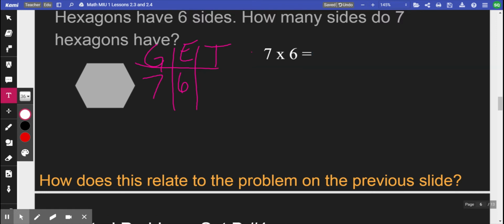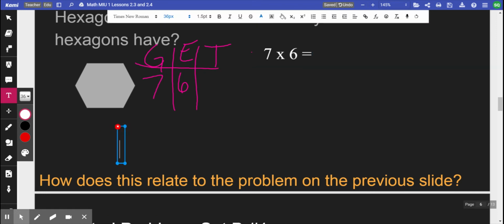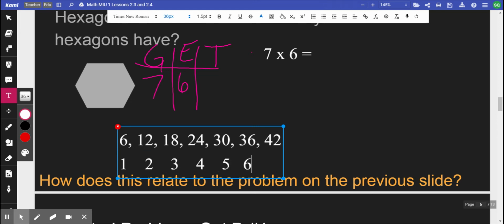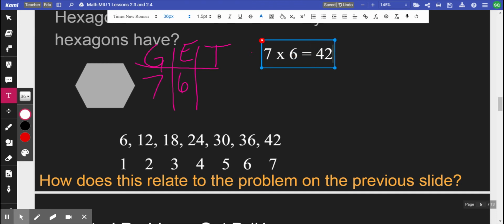Well, let's count by 6s and see. 6, 12, 18, 24, 30, 36, 42. Is that the 7th one? 7. It's the 7th one. So 7 times 6 equals 42.